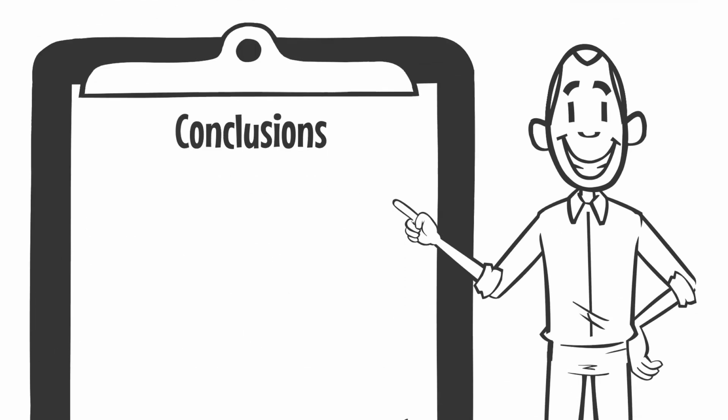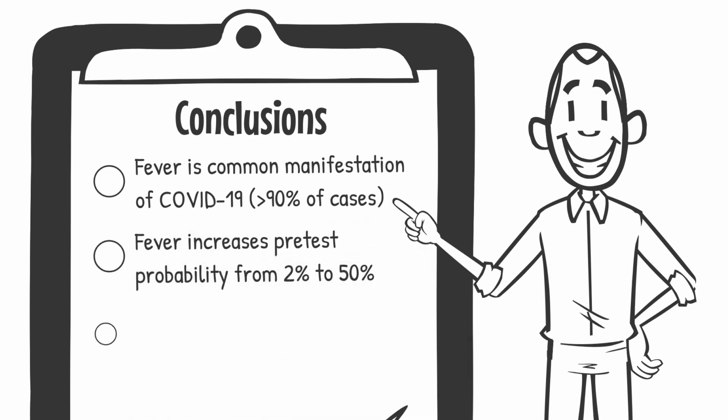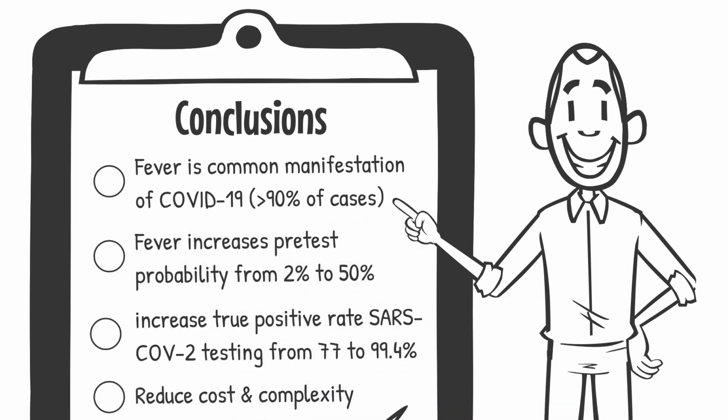In conclusion, remembering that fever is the most common symptom found in COVID-19 disease, found in over 90% of patients, this symptom and sign can be used to move the pretest probability for this infection from 2%, if screening those who are asymptomatic, to 50%, improving the true positive rate for the RT-PCR test from 77 to 99.4%. This approach is far more cost-effective and less labor-intensive than blindly testing an entire population.